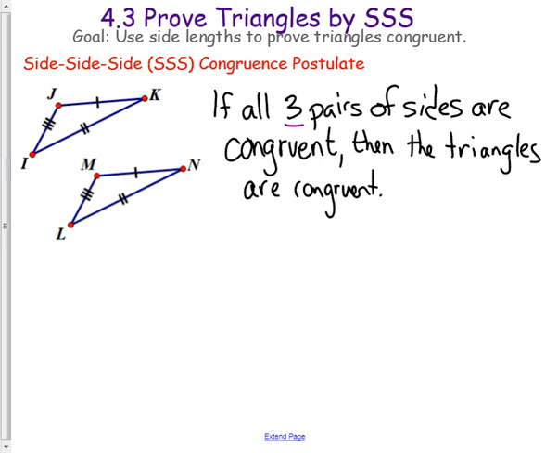Some properties that come up a lot are the reflexive property. If you have a shared side, that one comes up a lot. The definition of a midpoint comes up. If you know a point is a midpoint, you can say the two segments are congruent by the definition of midpoint. Those are also some things that you may see again in this section.